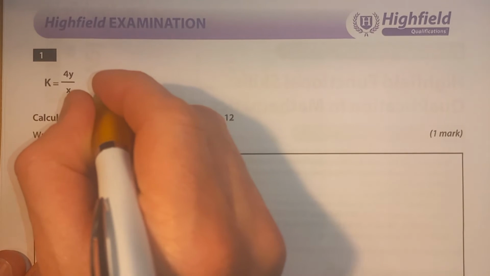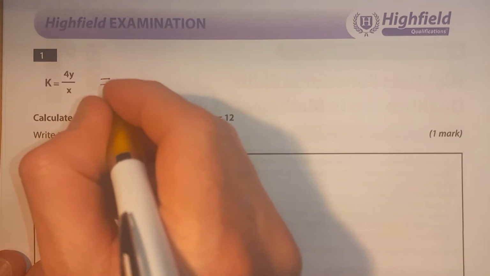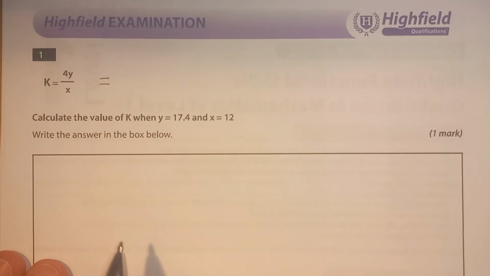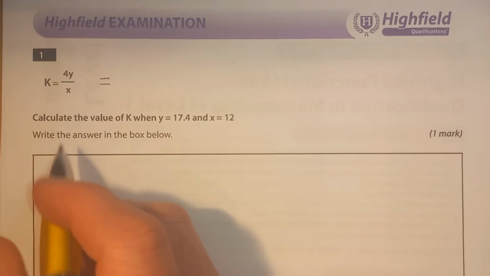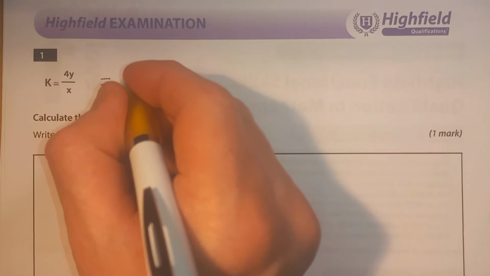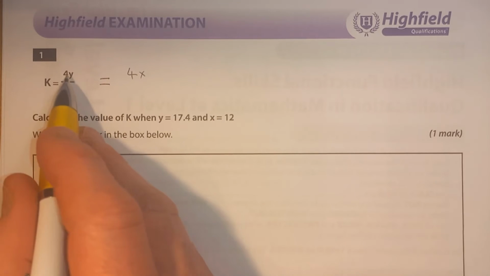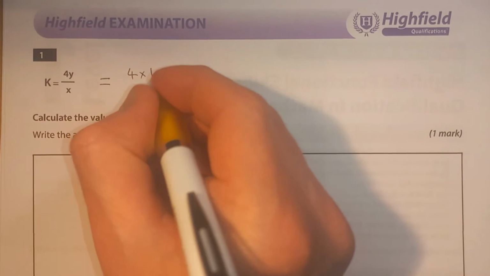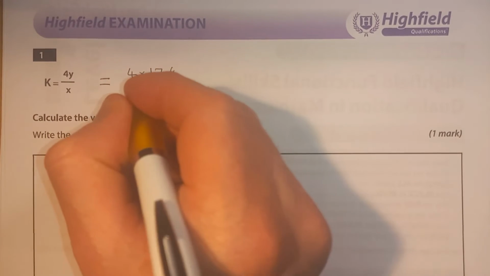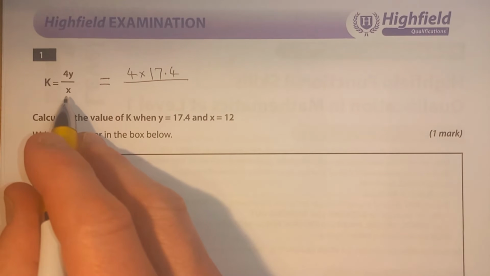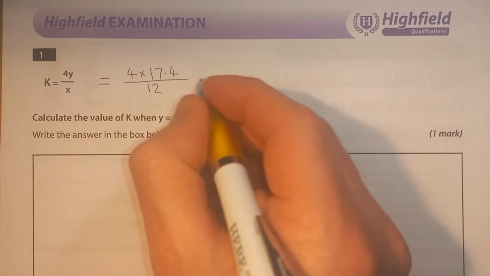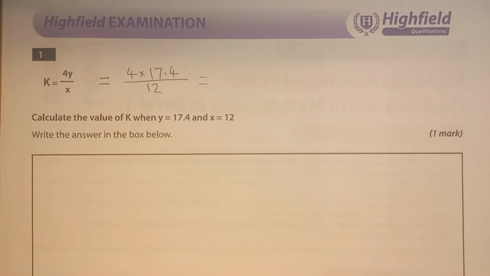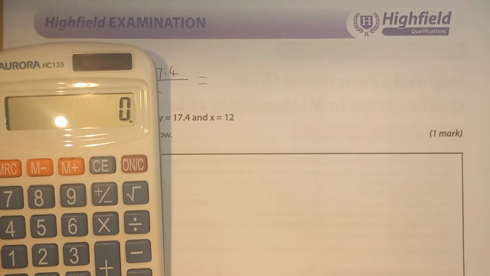Right, so we've got a bit of algebraic notation, but that doesn't matter, we know how to deal with this. When we've got a number next to a letter, there's an invisible times in there. So this is equal to 4 times, and the y they've told us is 17.4, so we can put that in. And then that's all divided by x, which we now know is 12. So let's bring in our calculator.